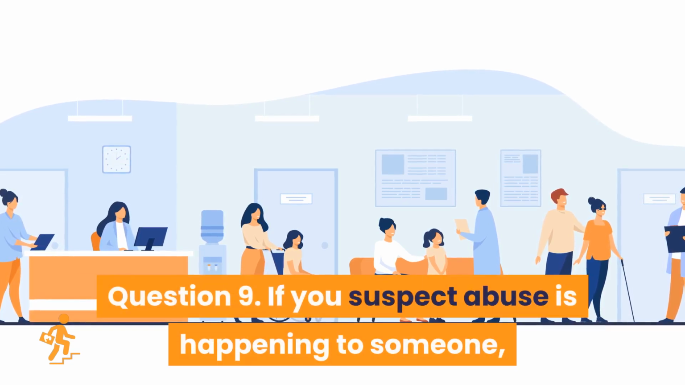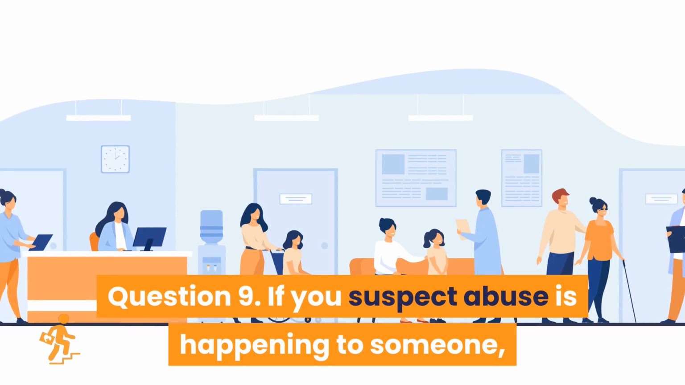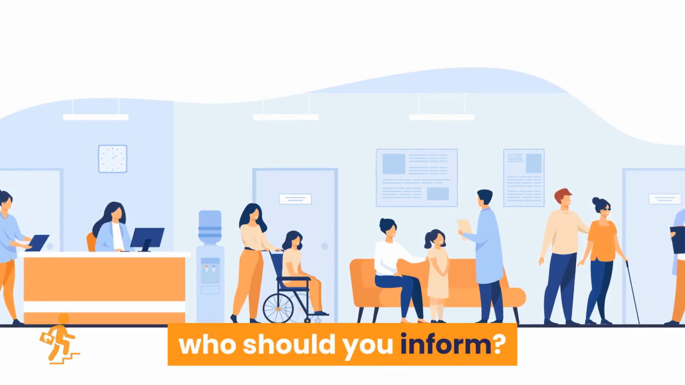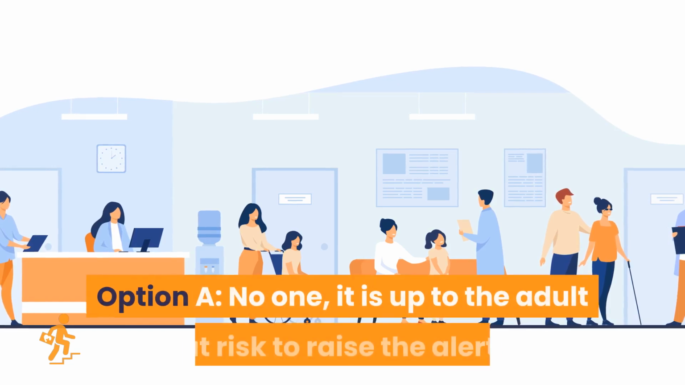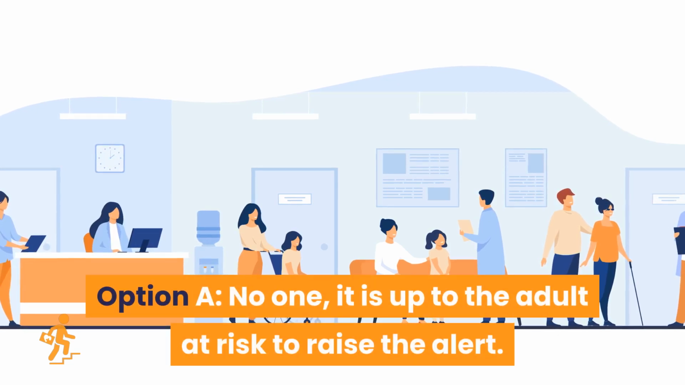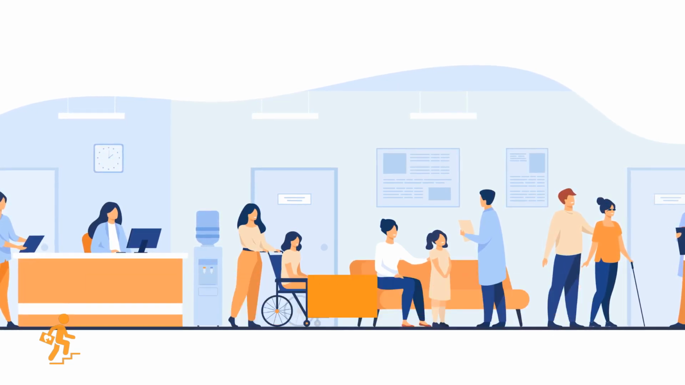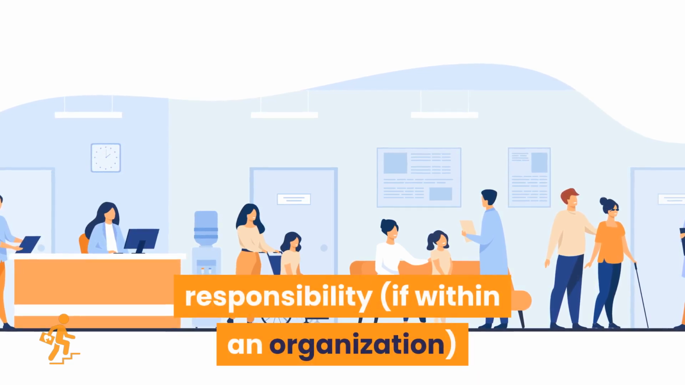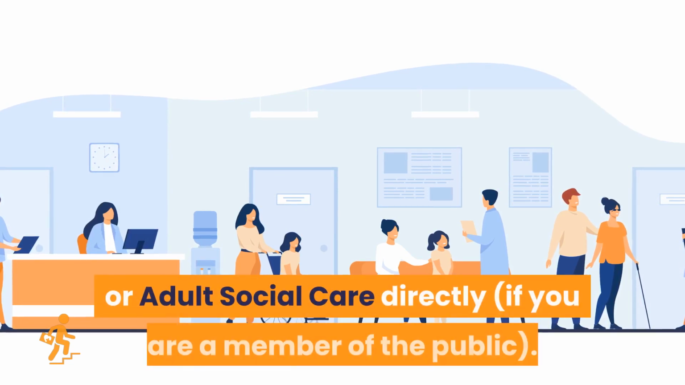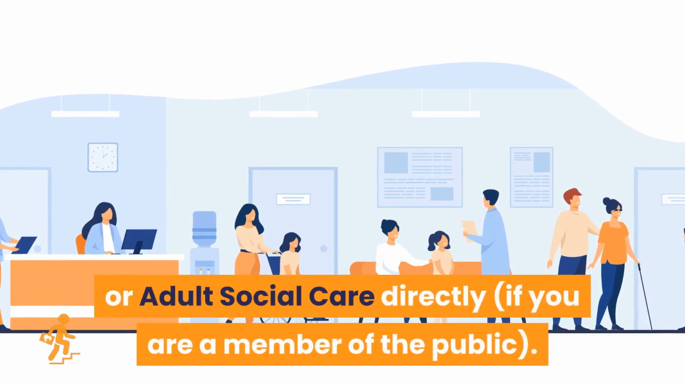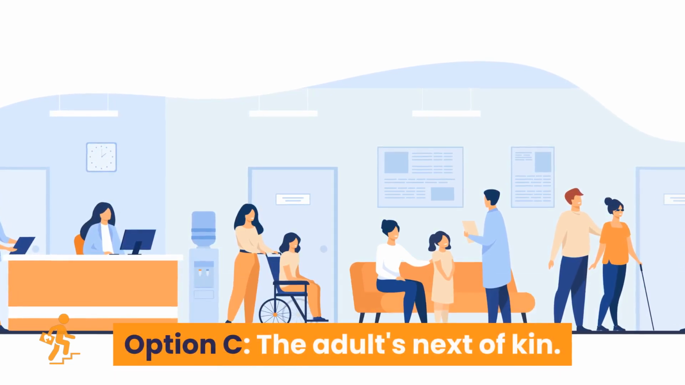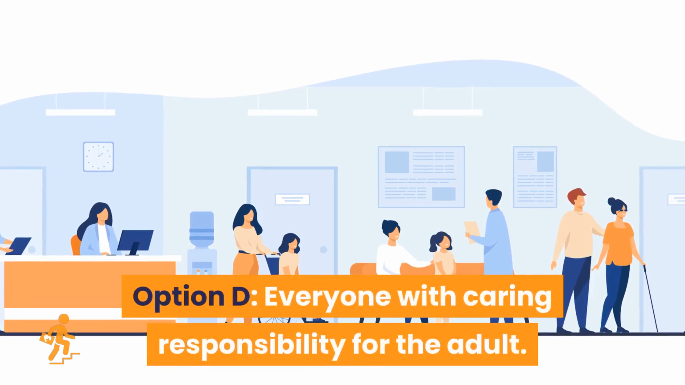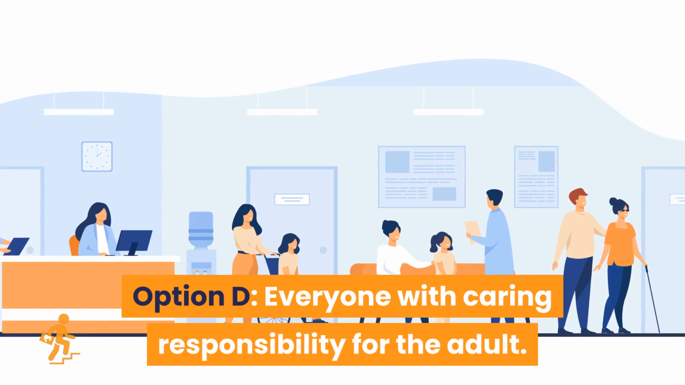Question 9. If you suspect abuse is happening to someone, and it is not serious enough to involve the police straight away, who should you inform? Option A, no one, it is up to the adult at risk to raise the alert. Option B, a manager with safeguarding responsibility, if within an organization, or adult social care directly, if you are a member of the public. Option C, the adult's next of kin. Option D, everyone with caring responsibility for the adult.